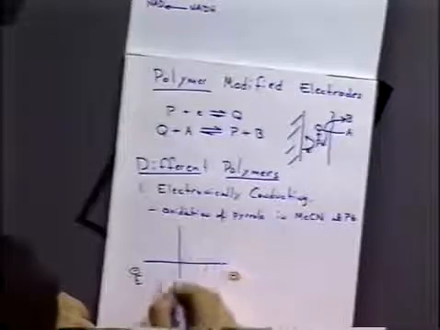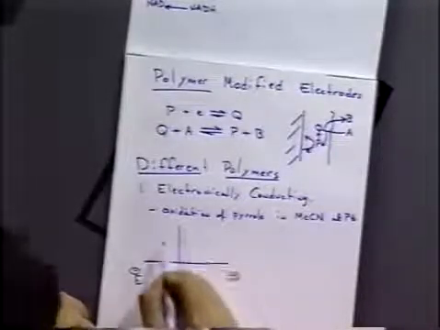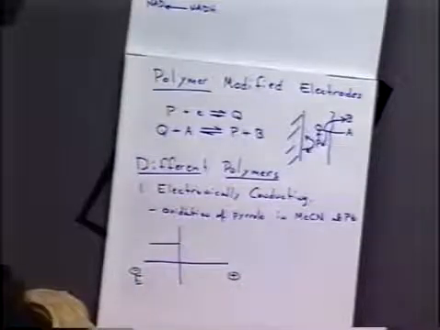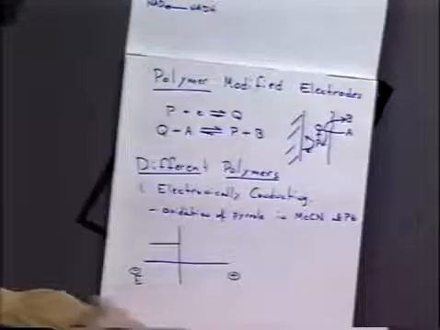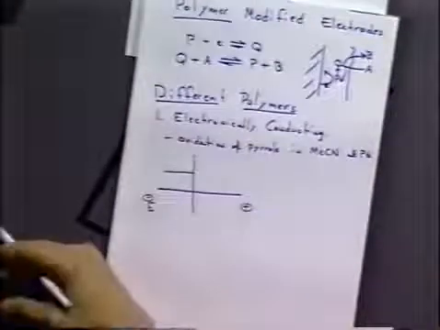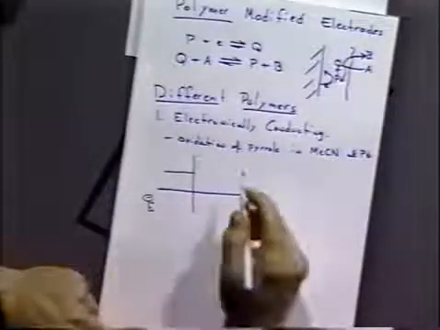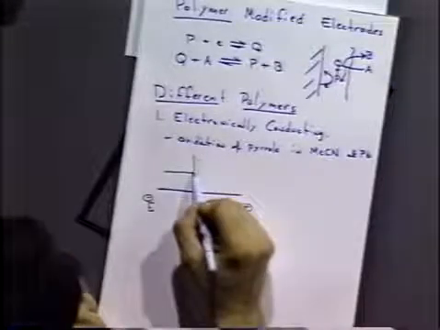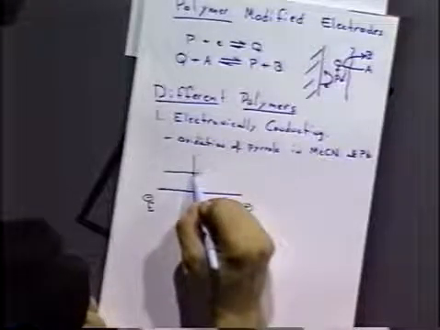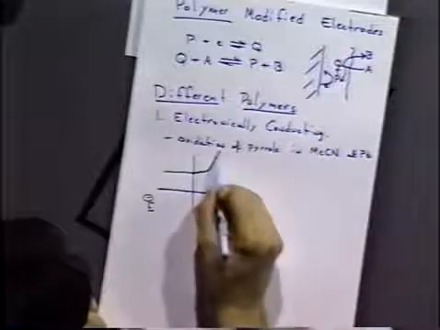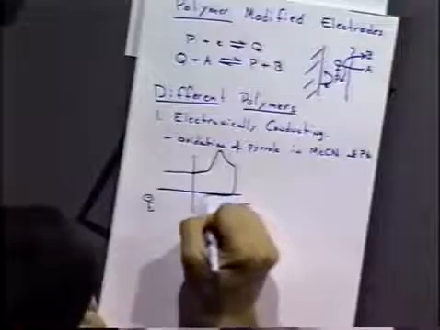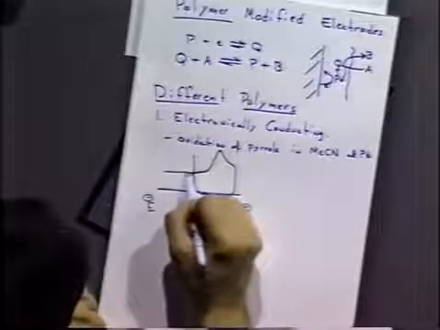What you see is initially the material is insulating when you have a negative electrode potential applied to it. Then as you increase the potential in the positive direction, you get an oxidation current, you get a little peak, and you get this kind of an odd shape to it.